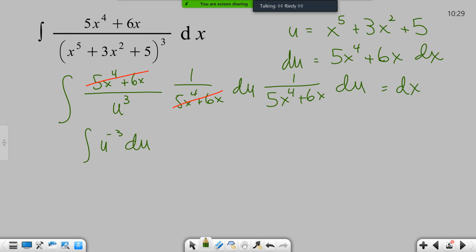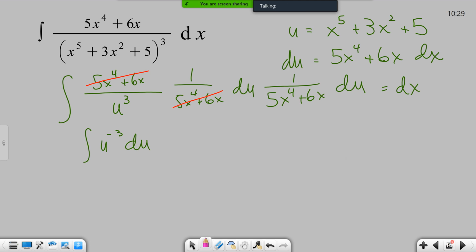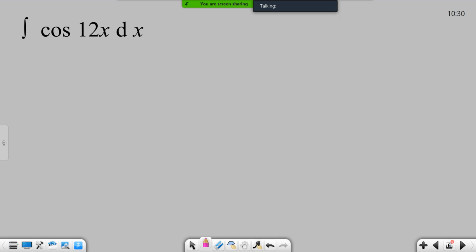Okay, so this is an example that if Bella had chosen the wrong u, we would get a substituted value that has both x's and u's, and that's a big no-no. But we're good to go. She did well. Or she done good, depending on how you want to phrase that. Okay? Next.